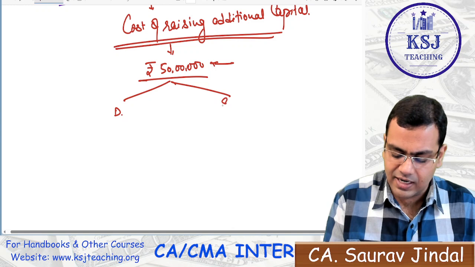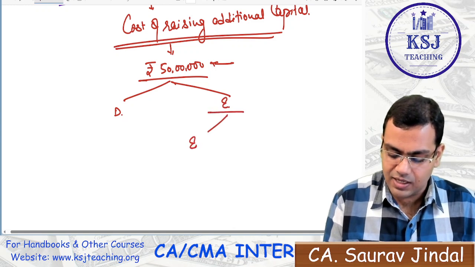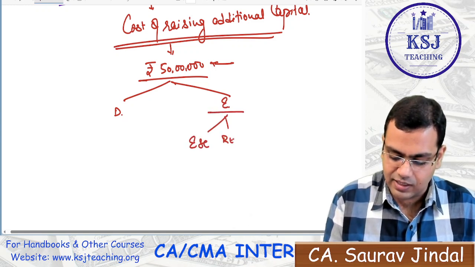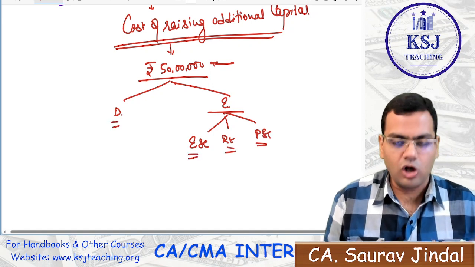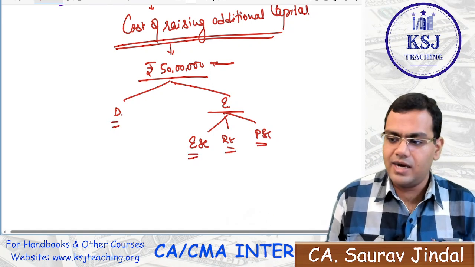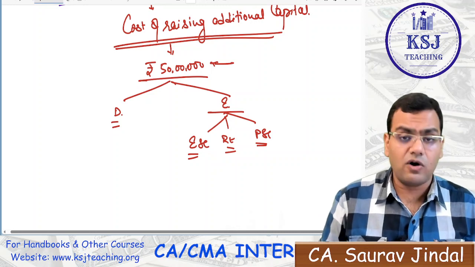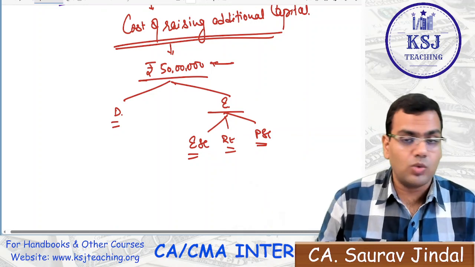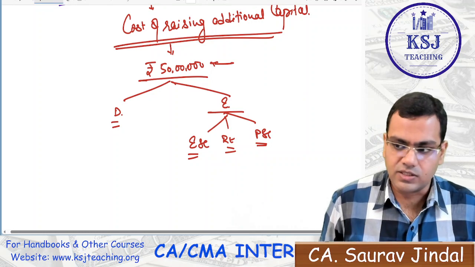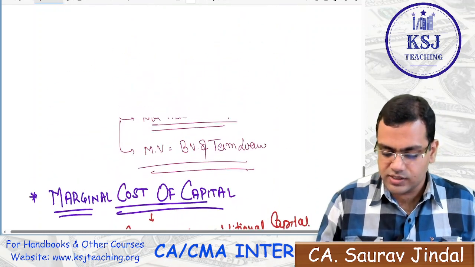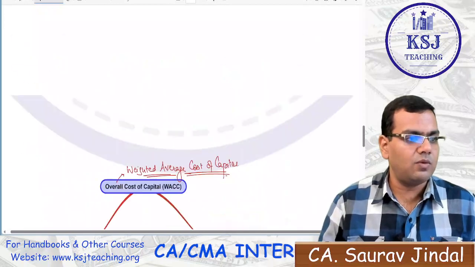It can be debt, it can be equity share capital, it can be retained earnings, it can be preference share capital. Everything remains same. All the rules remain same. The only thing is we are calculating, if you want to raise additional funds, what will be the cost that you will have to incur for these additional funds. So this is all about the cost of capital that I wanted to discuss with you.